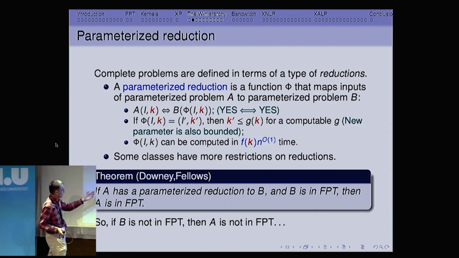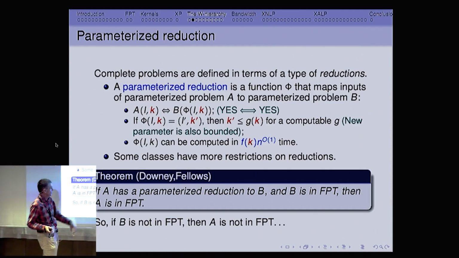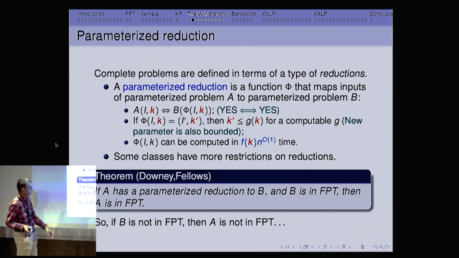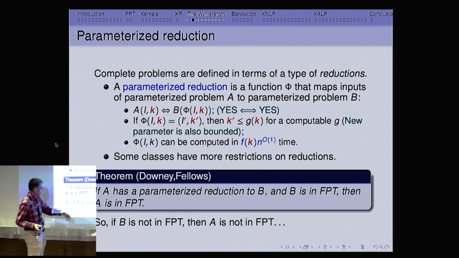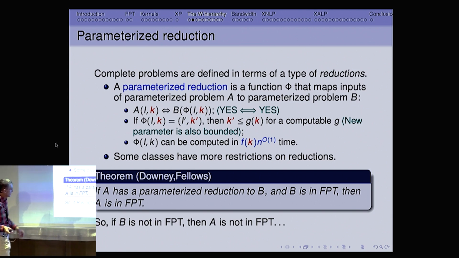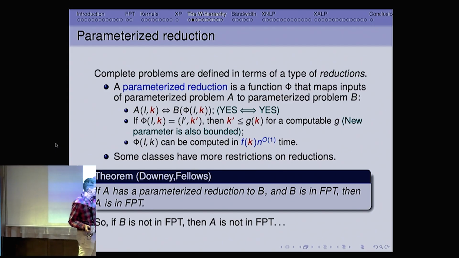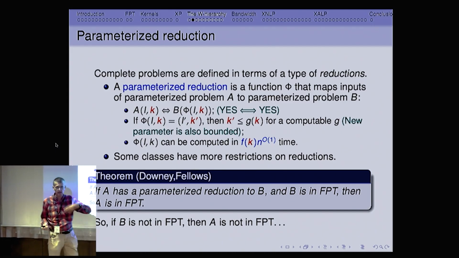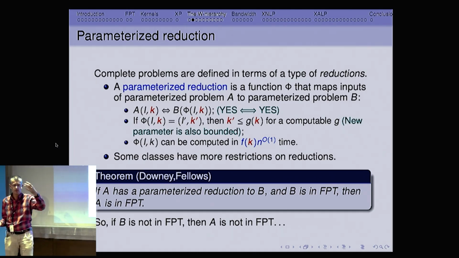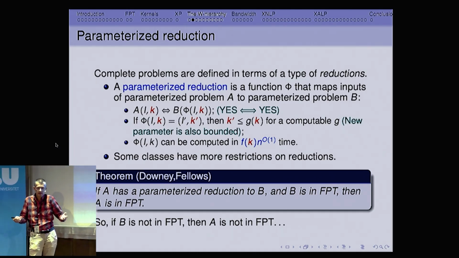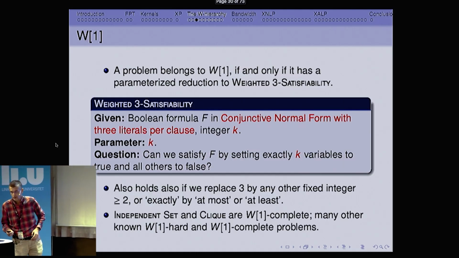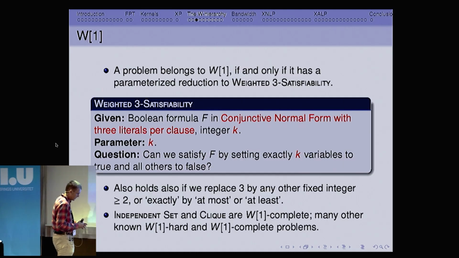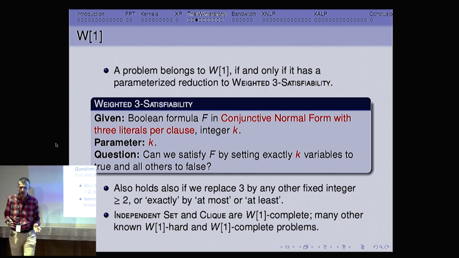And again, if you have a parameterized reduction from problem A to B, then if B is in FPT, then A is in FPT. So you know that it's unlikely that B is not in FPT and A is in FPT. So everything you prove W1-hard gives evidence. It's similar to NP-completeness theory. So now let's walk a little bit through the zoo of the W hierarchy.